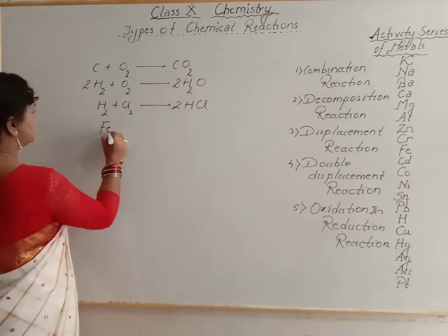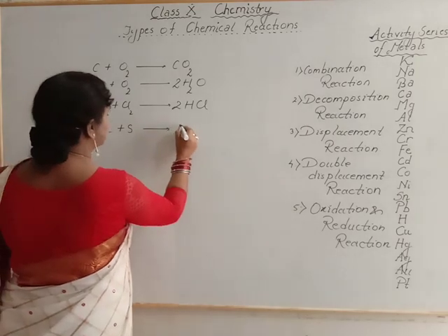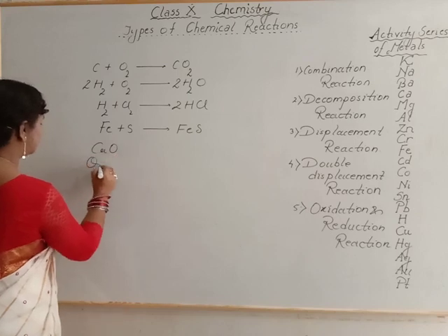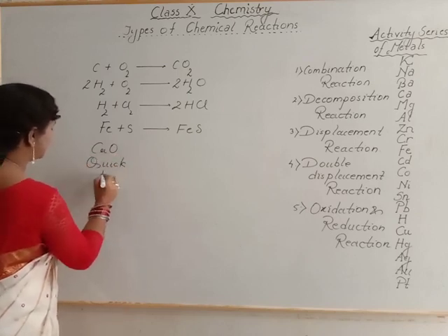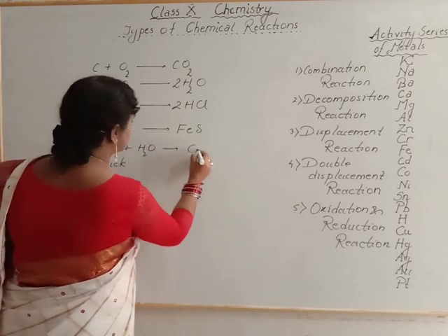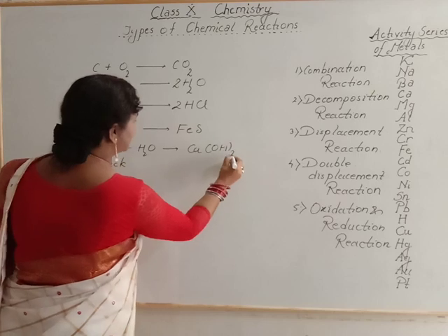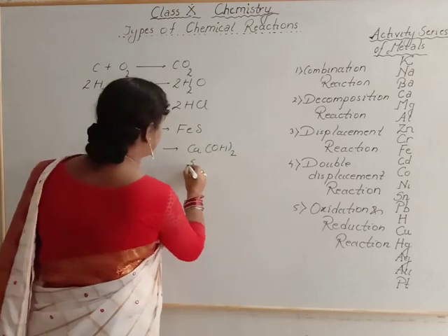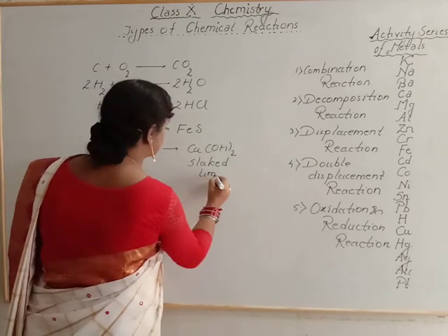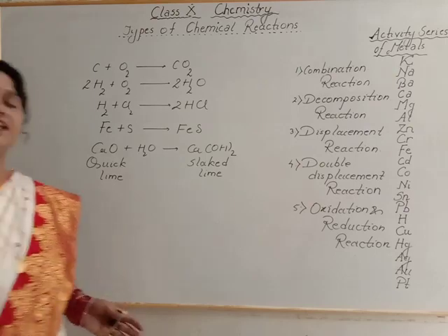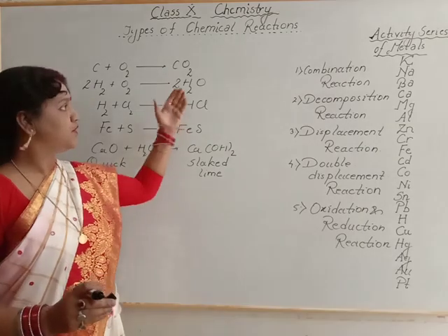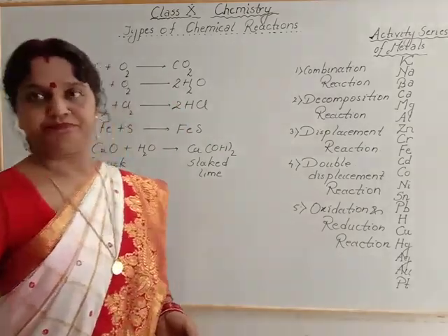Iron plus sulfur forms iron sulfide. Calcium oxide, which is known as quicklime, when it reacts with water, forms Ca(OH)2. Calcium hydroxide, also known as slaked lime. So these are the examples of combination reaction. And because they are synthesis of something, this is also known as synthesis reaction.